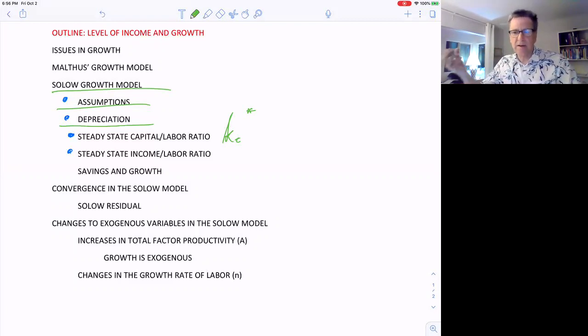Solow doesn't explain what makes A change, why growth would happen. It's just exogenous, outside this model. Something else determines A and growth. Nothing in this model does, at least at the steady state, because at the steady state here, there is no growth unless A increases.